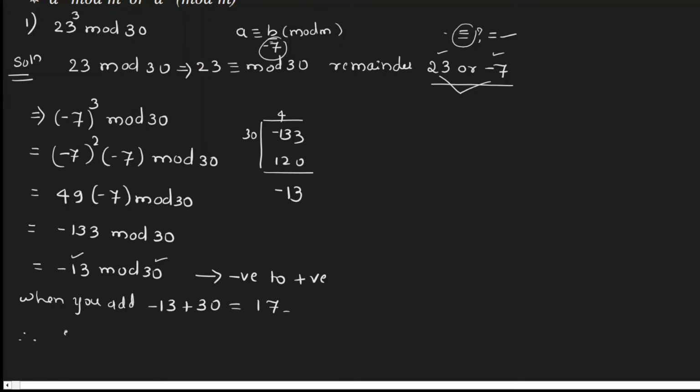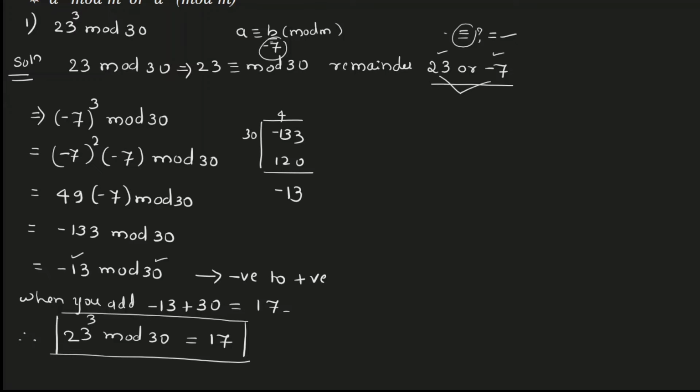Therefore, 23 raised to 3 mod 30 is equal to 17. If you want to check this, calculate 23 raised to the power 3, and whatever value you get, divide it by 30. Using the Euclid's algorithm, you can find the remainder is 17 only.